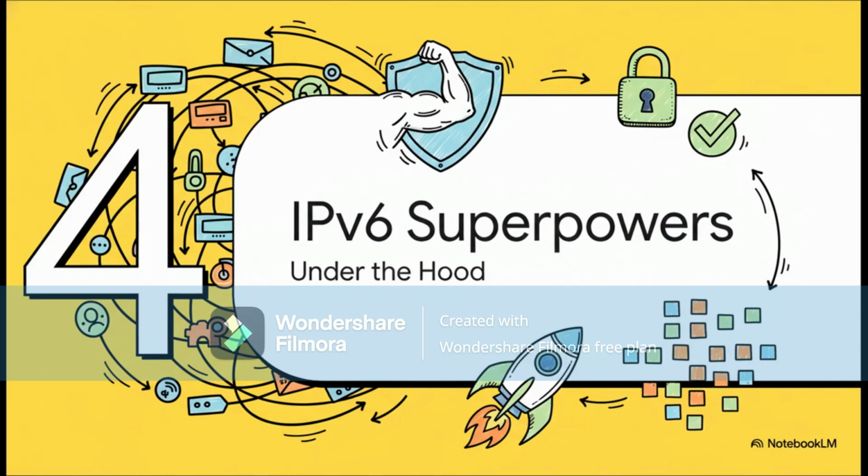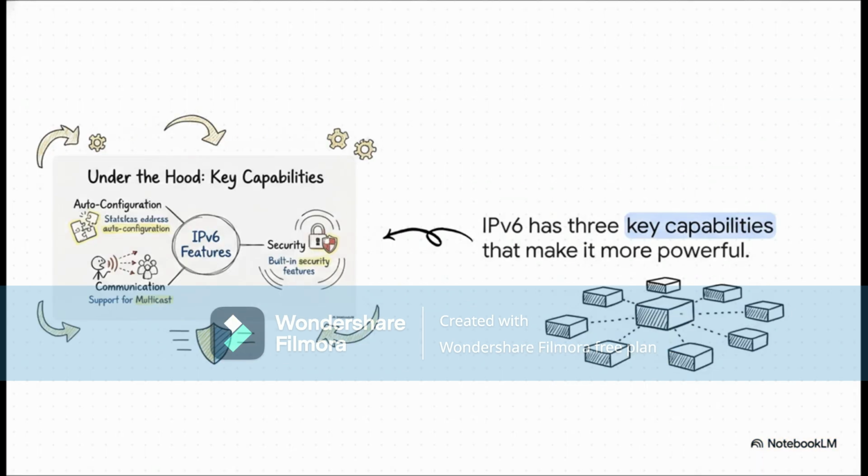But hey, it's not just about having more addresses. IPv6 also comes with some serious upgrades. You can think of them as its superpowers. These are features that make the internet work better, faster, and even more securely. So this gives us a great little overview of the 3 key capabilities we're about to dig into: auto-configuration, security, and better communication. Let's take a look at what each one does.